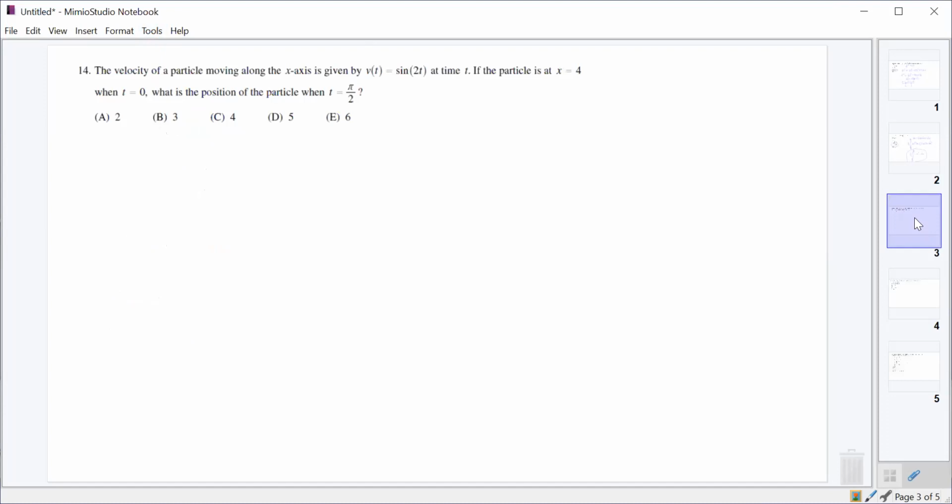All right. So let's do number 14 here. We have the velocity of a particle. The v of t is sine 2t. We're given its position at t equals 0. We want to find its position at t equals pi over 2. So the displacement from 0 to pi over 2 ought to be the integral from 0 to pi over 2 of sine of 2t dt. And then we have to add our initial condition that at t equals 0, at our lower limit, it was at a position of 4.